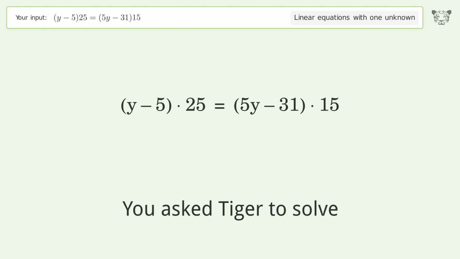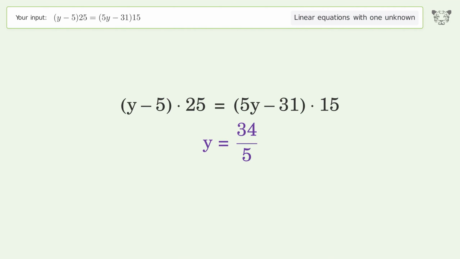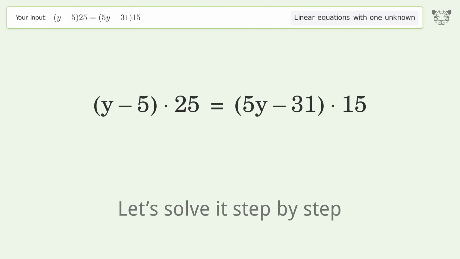You ask Tiger to solve this. This deals with linear equations with one unknown. The final result is y equals 34/5. Let's solve it step by step.